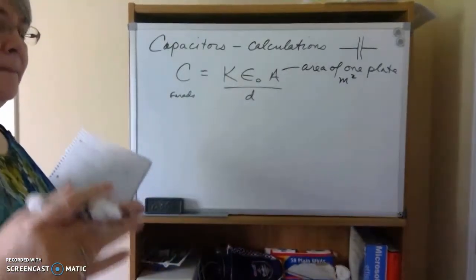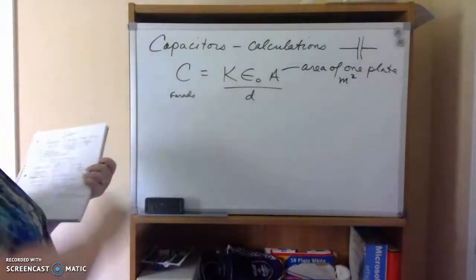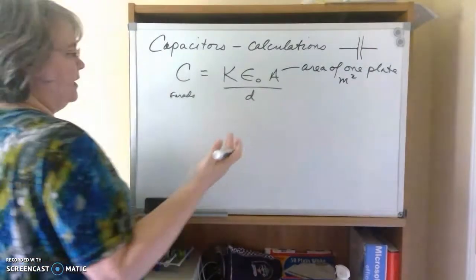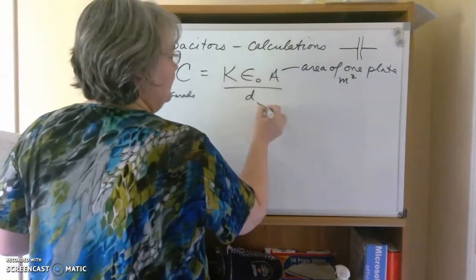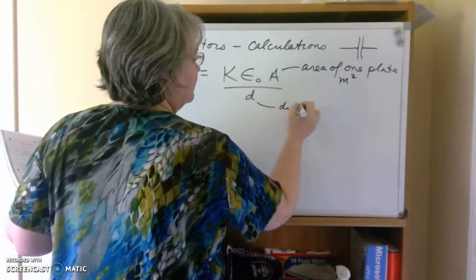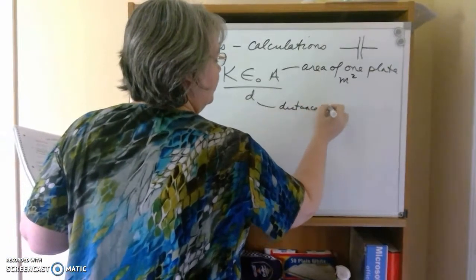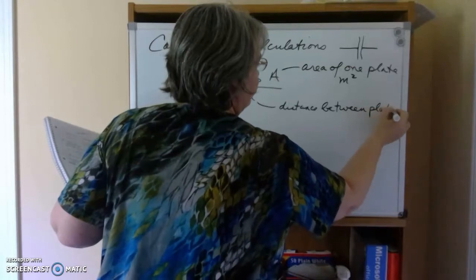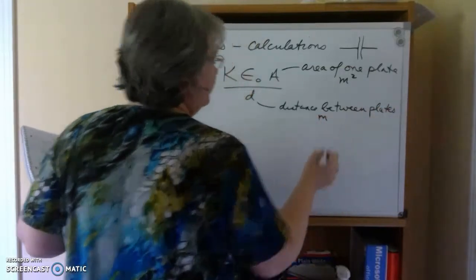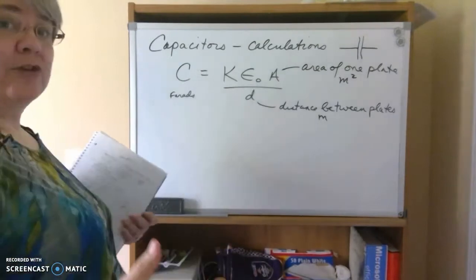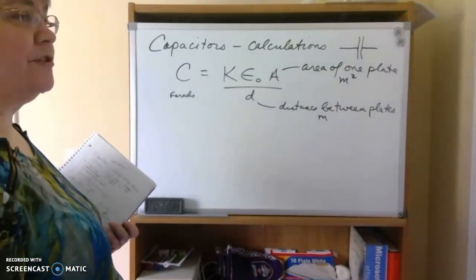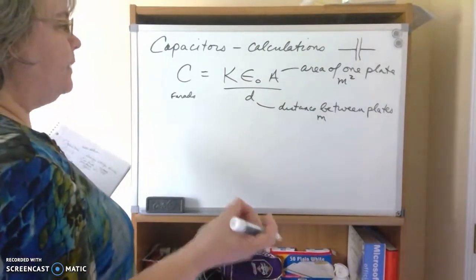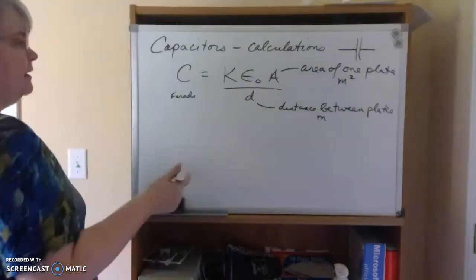So if I have a big sheet of metal, measure its square meter area, that's what I'm going to use in my capacitor equation. D is the distance between plates. This is also listed in meters. Now, in an actual physical capacitor, it may be millimeters or micrometers. But that's the distance between the plates.